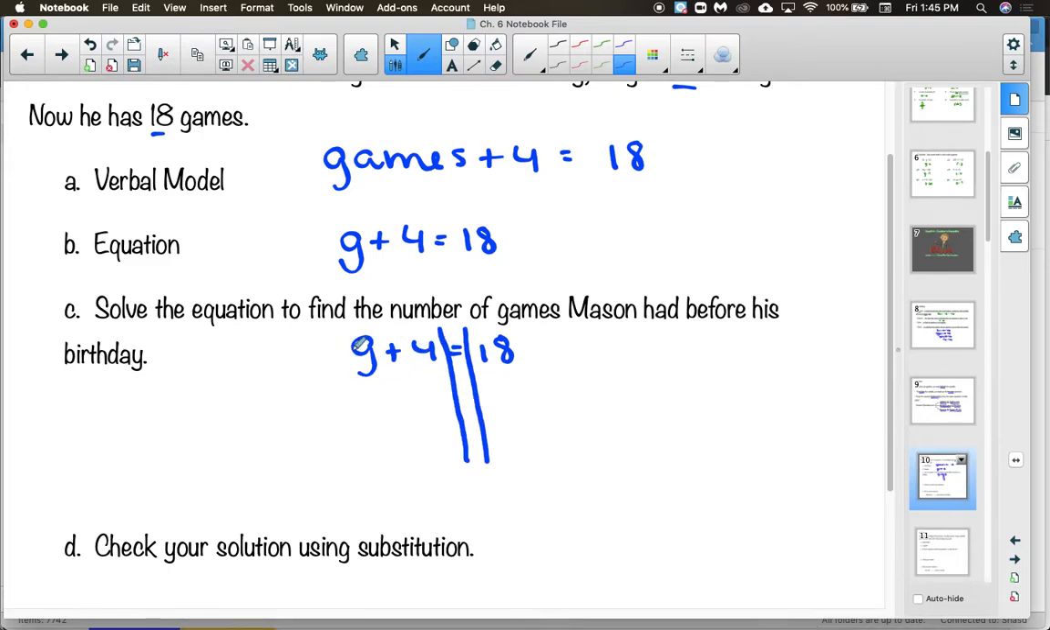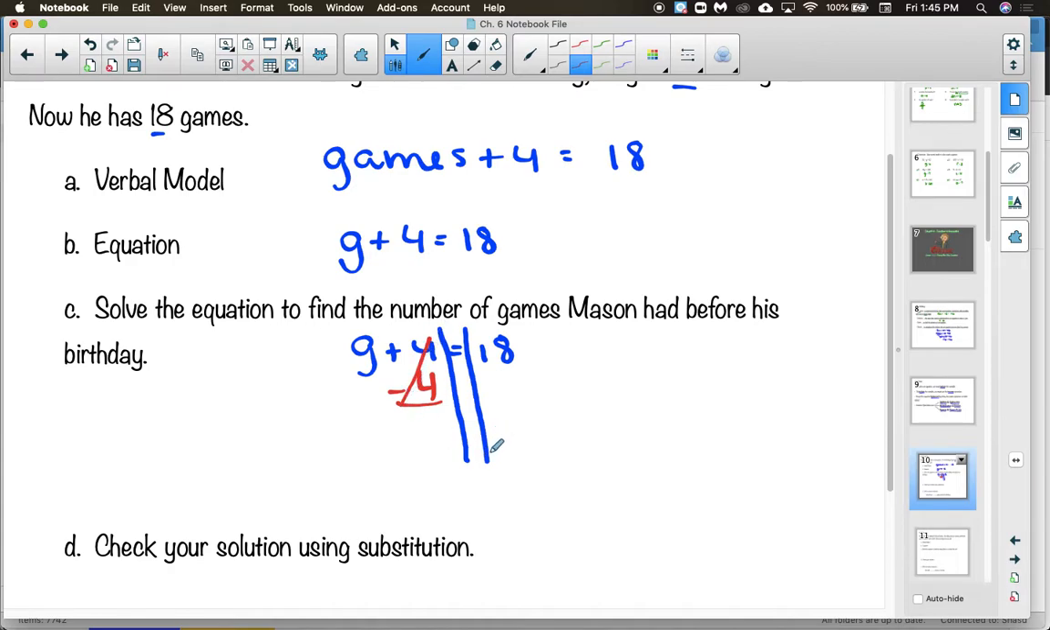So we look over here at the variable side of the equation and we say, hey, what's going on over here? What number is with the variable? Well, it's the number 4. And what operation is happening right here? It's addition. So the inverse of addition is subtraction, and that's the key to getting rid of that 4. We're going to subtract 4. And when we do that, our 4's cancel out.